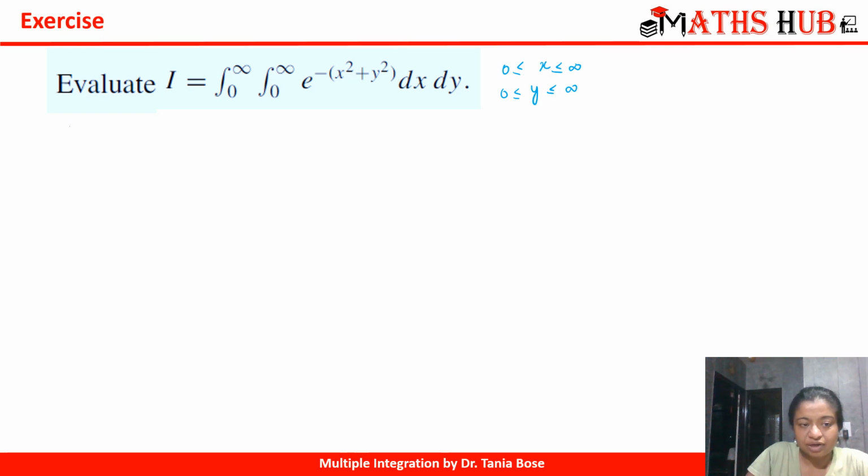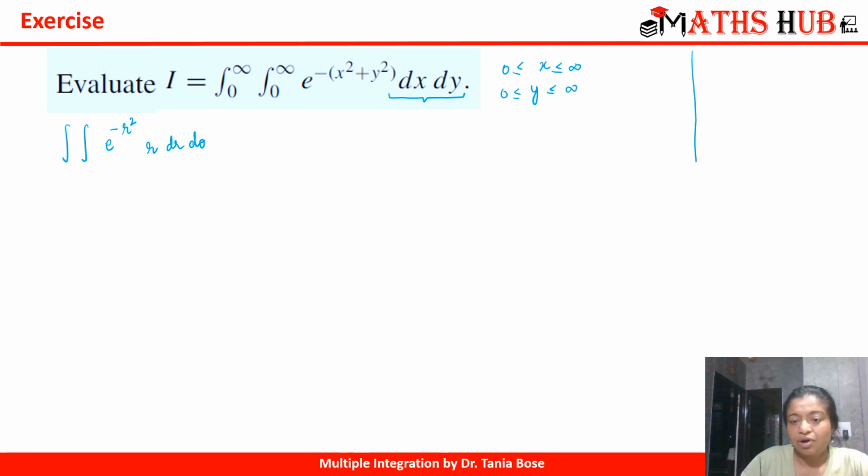So let us try to convert this. So e to the power minus (x square plus y square) can be comfortably written as e to the power minus r square, and dx dy can be written with the Jacobian, which is r dr d theta. So now from here, I need to calculate the limits of r and theta.